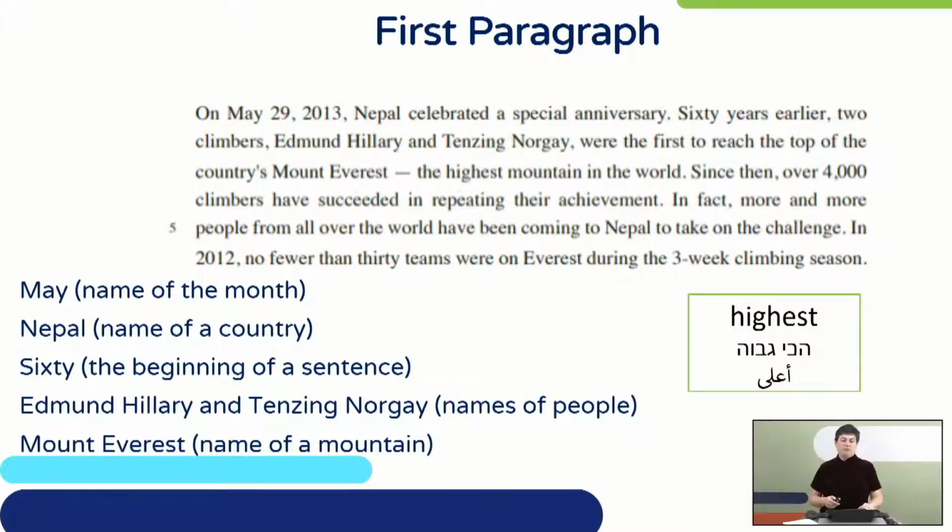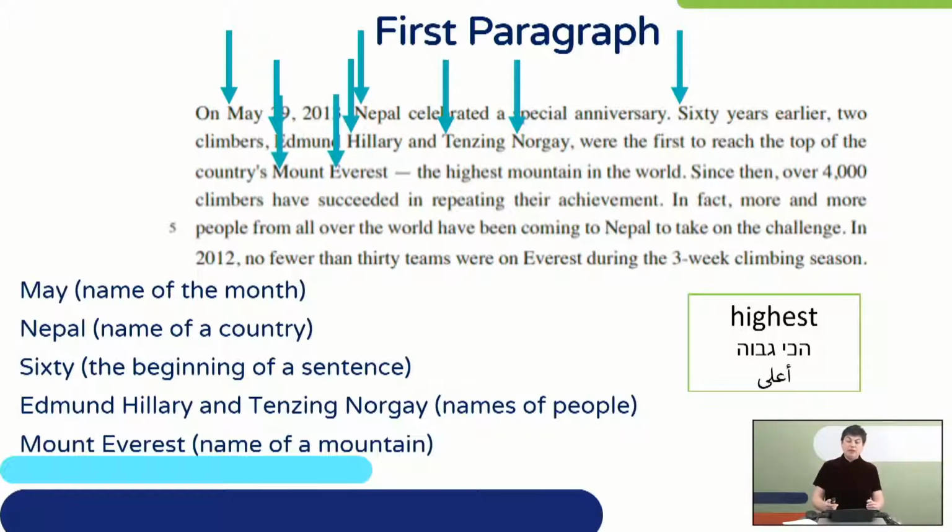Let's look at the first paragraph. On May 29, there's a capital M. May is the name of a month. In 2013, Nepal celebrated a special anniversary. Another capital letter. Another thing I don't want to run to the dictionary for. 60 years earlier, well, that's the beginning of the sentence, 2 climbers, Edmund Hillary and Tenzing Norgay, were the first to reach the top of the country's Mount Everest.